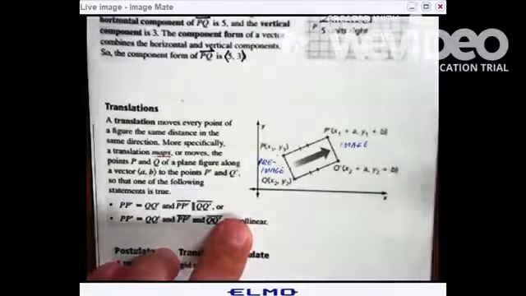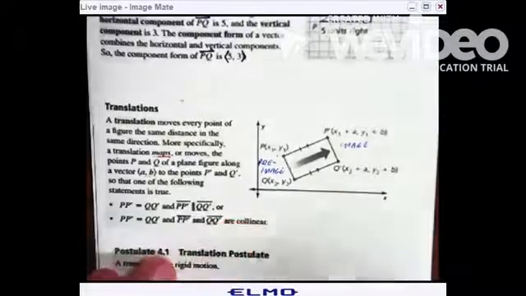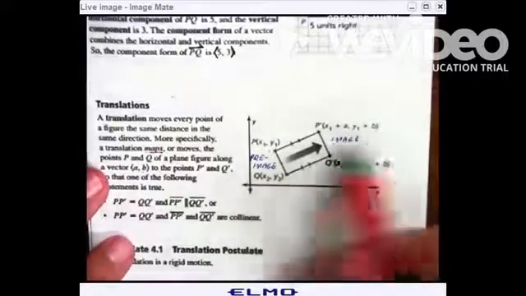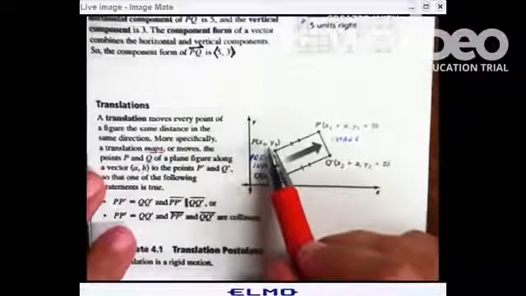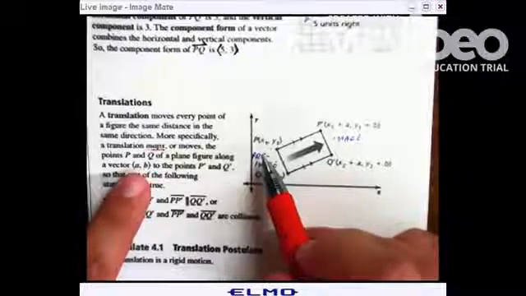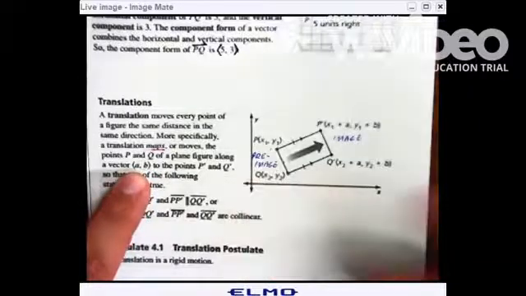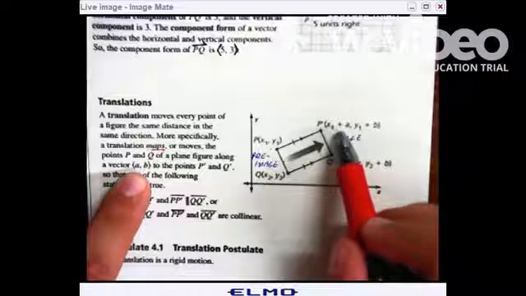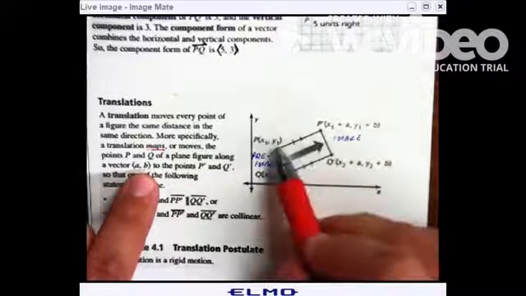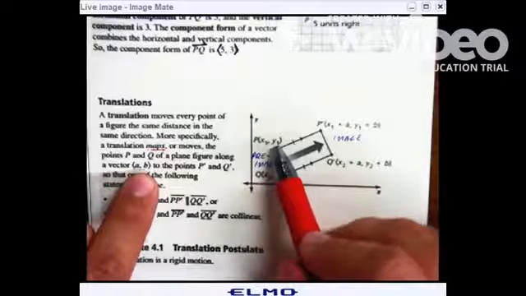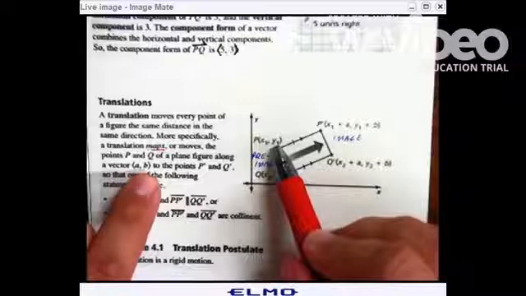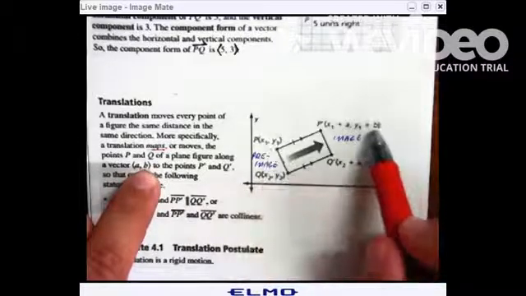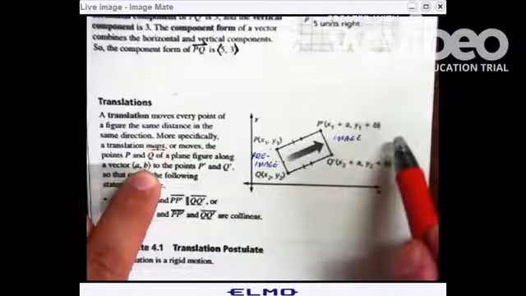All right. Now, so there's that. And the coordinates, if you'll notice here, you take the original coordinates, the original x value, and you add the horizontal component of the vector, and that will give you the new x value for your image. For the vertical, you take the y value of the pre-image, you add the vertical component of the vector, and that will give you the y value of the image. All right.